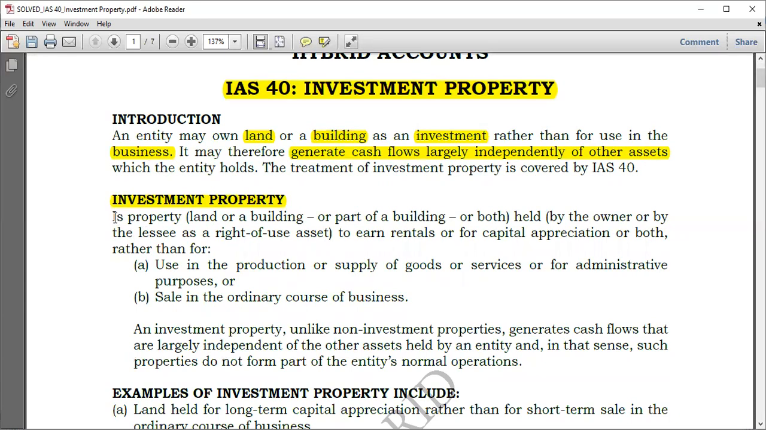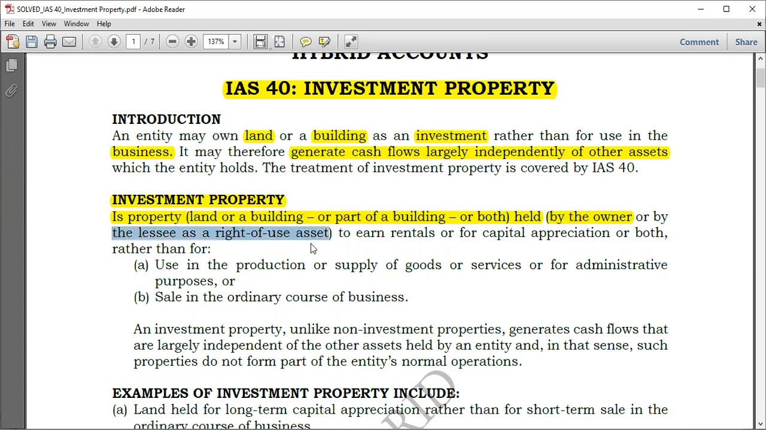All right. So we say that investment property is the property, as I told you, property could be land or building, or maybe part of a building, or both, held by the owner. Now be careful, I'm speaking of the word held. Held, not necessarily owned. If you are holding something, it does not necessarily mean that you own it. You owning it means legally you own it. But when we say held, that's why we say by the owner, maybe you own it, or by the lessee as a right of use asset.